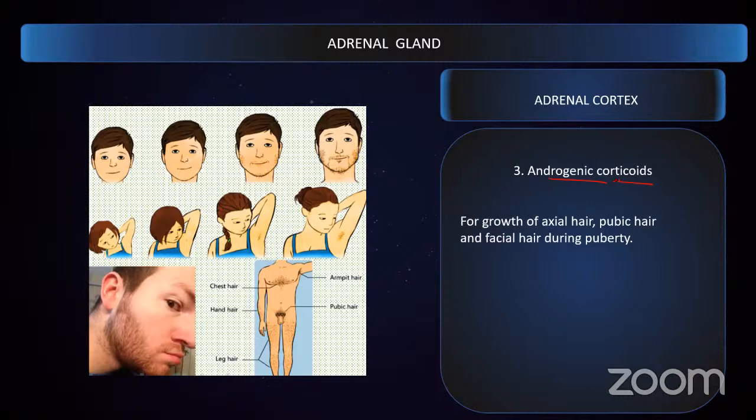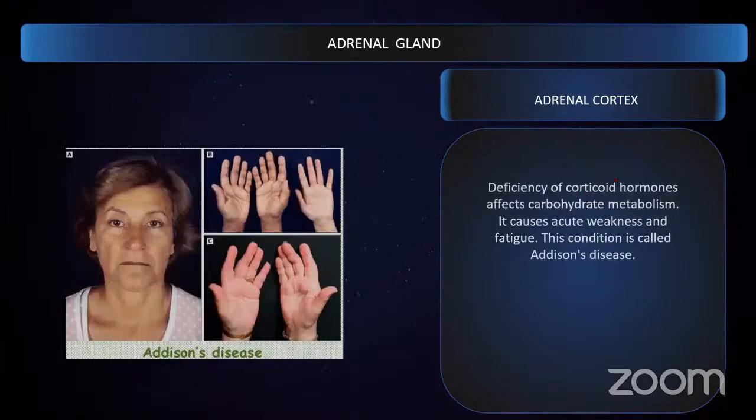So what would happen if there is a deficiency of these corticoids? Now we have understood their roles, for example increasing carbohydrate metabolism, breakdown of lipids, and so many different functions that they are involved in. If there is a deficiency of these corticoids, a person will start expressing acute weakness and tiredness, that is fatigue. This condition is called Addison's disease. So deficiency of corticoids causes Addison's disease.